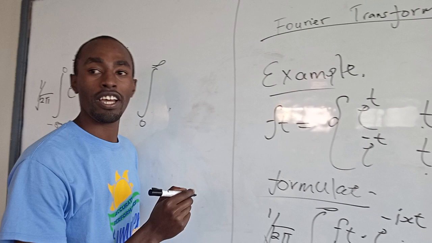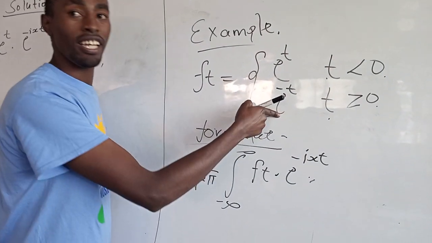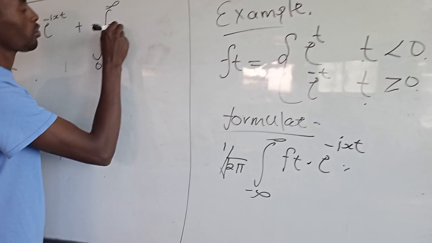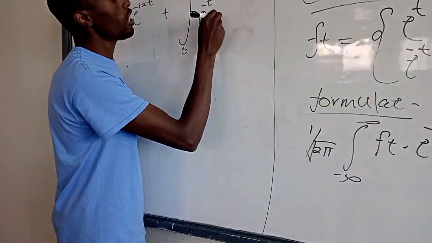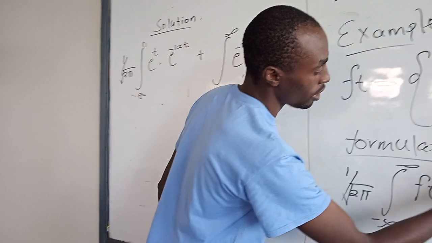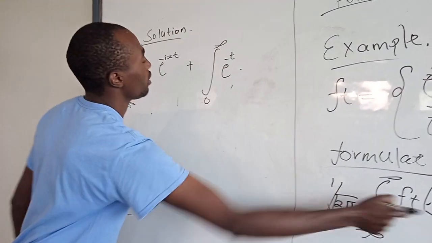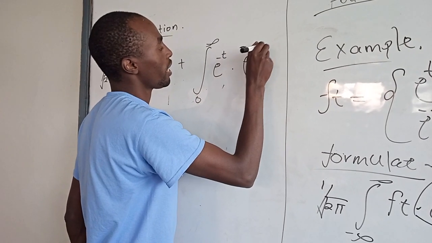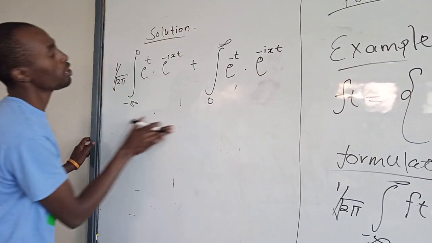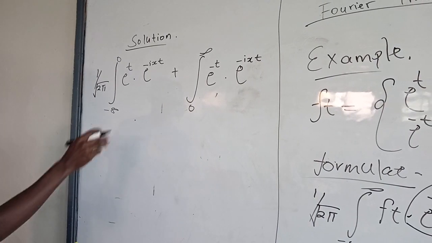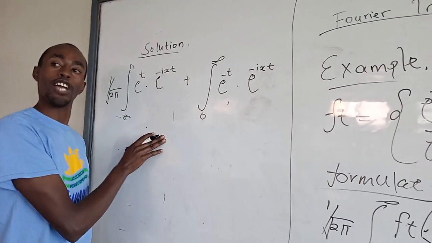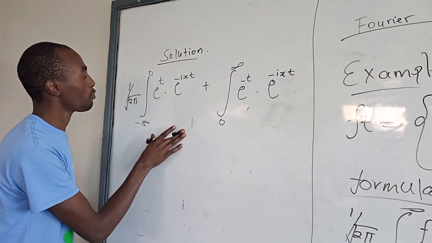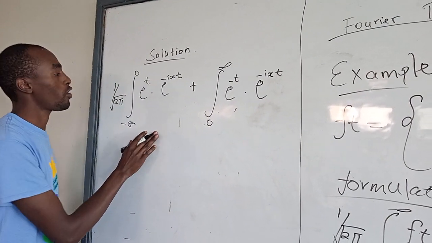And our function f(t) will be what? e raised to negative t, multiplied by this exponential, e^(ixt). When you reach this point, you have solved 40% of your question. Yes, you have solved 40% of your question.